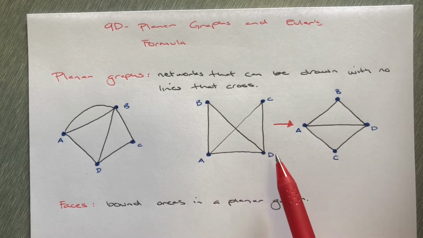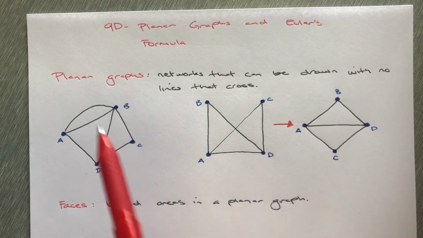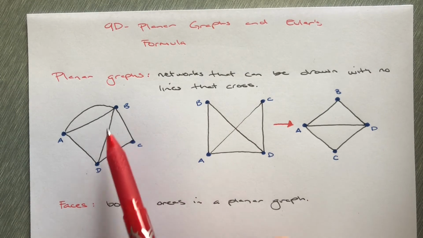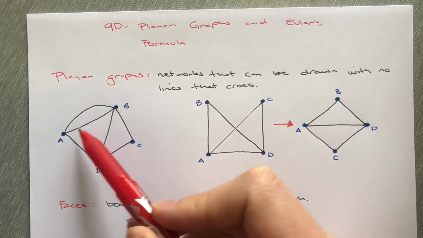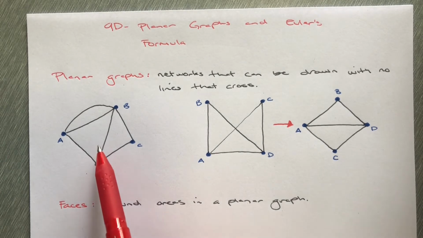Now, we went over a couple of different key terms the other day. We talked about vertices, which are these little hubs here, and we talked about edges, which are the lines. The next thing we're going to talk about is faces. Faces are bound areas in a planar graph, so the graph has to be planar. So let's have a look at this one here.